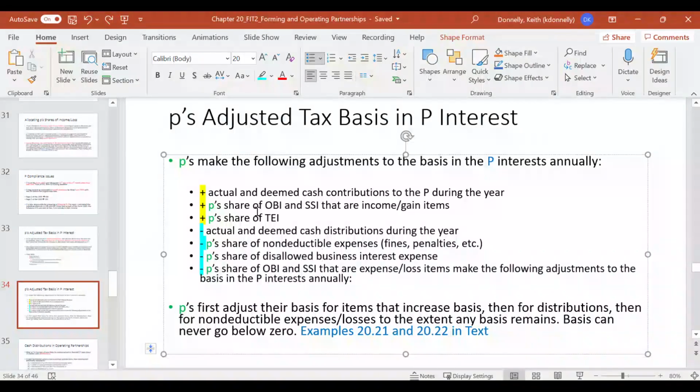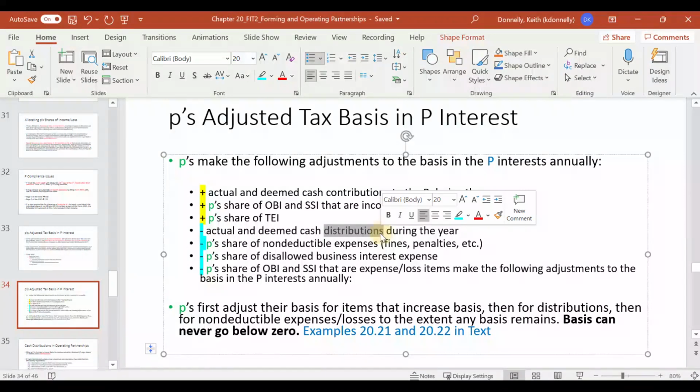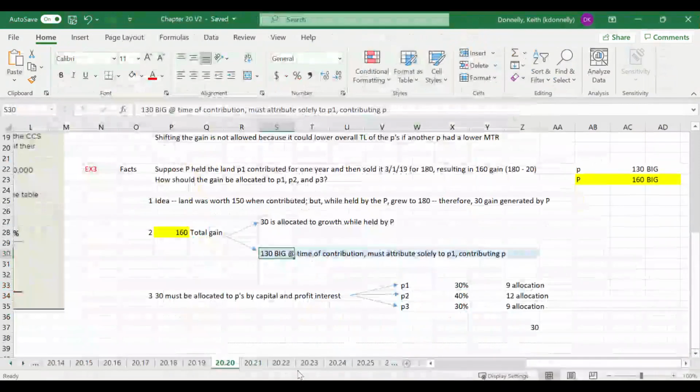A couple things we have to note here. This is an important point: basis can never go below 0. We have to always be aware of that. Likewise, when we're talking about distributions, generally distributions are going to reduce your basis. It's not going to be income to you. So let's look at 21 and 22 here.